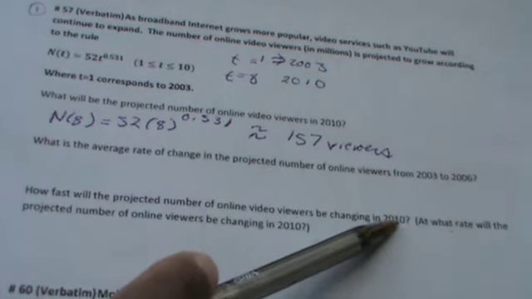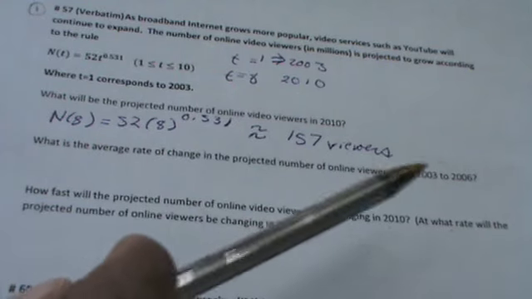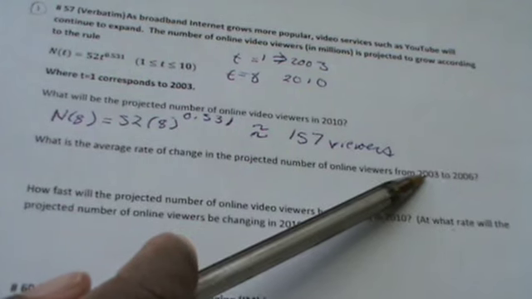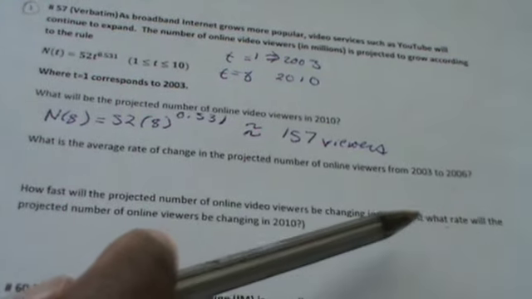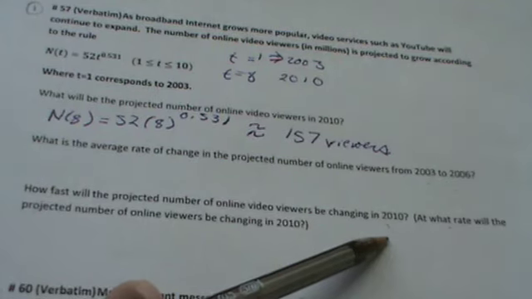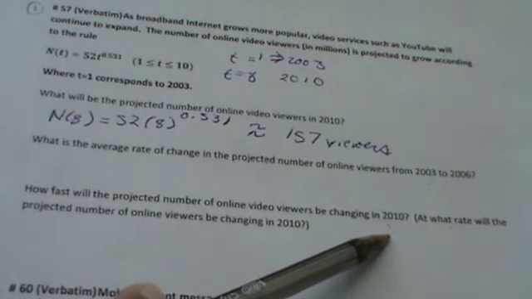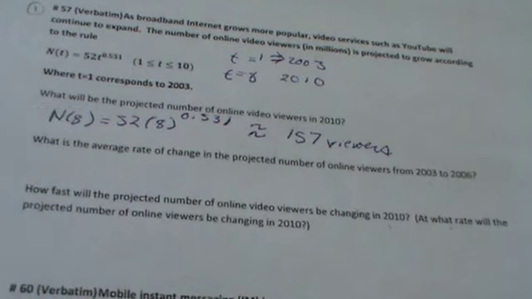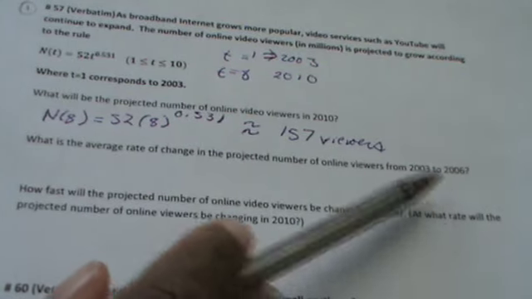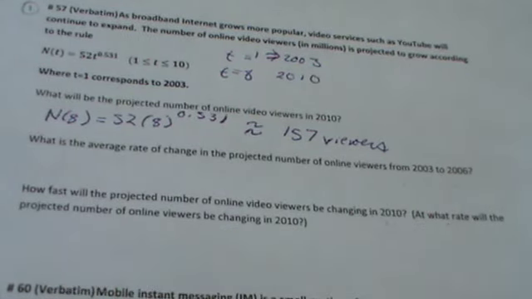However, they only give you one time. Okay, so this one's saying, well, what's happening roughly between 2003 and 2006? This one says what happens at 2010. Okay, so this is the instantaneous rate of change because they're saying at this moment, how is your function changing? Whereas this says what happens between two values of x.